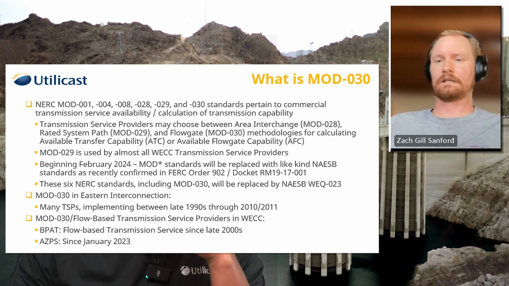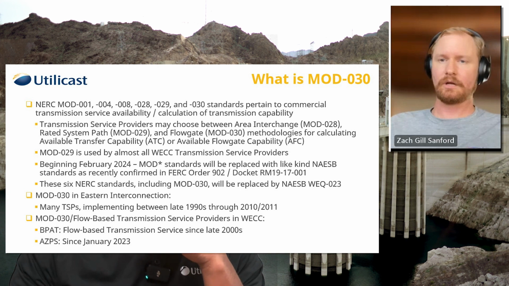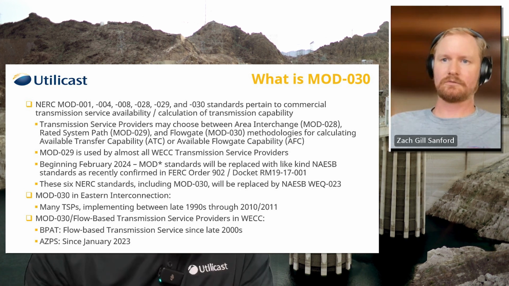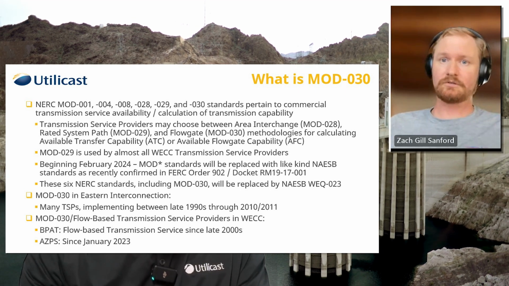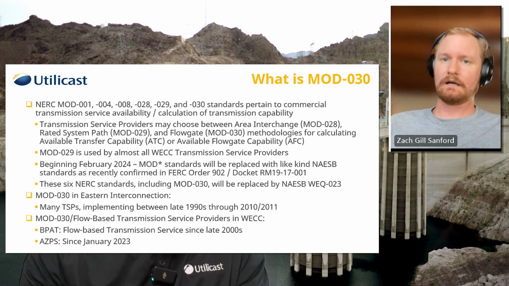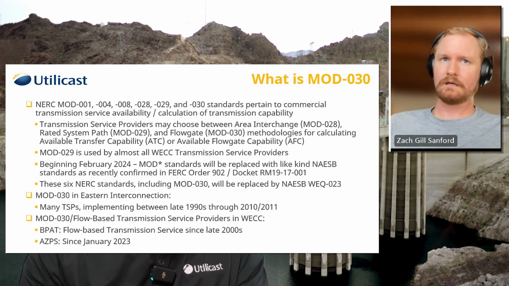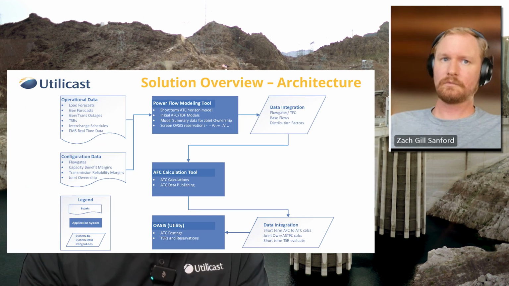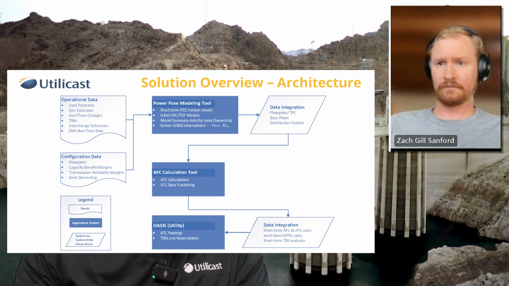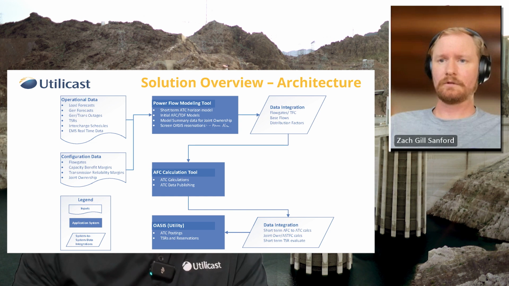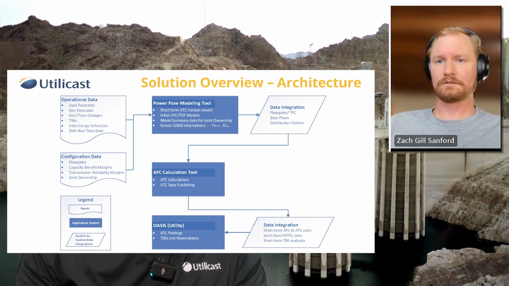And that's to then calculate available transfer capability, or ATC, and its lesser known cousin, available Flowgate capability, or AFC. Something to note in terms of where the industry is at is that MOD-30 has been implemented to a fair extent in the Eastern Interconnection. Many transmission service providers have been operating with this Flowgate or flow-based methodology. So MOD-30 is already in use in the Eastern United States, but it's new to the West.